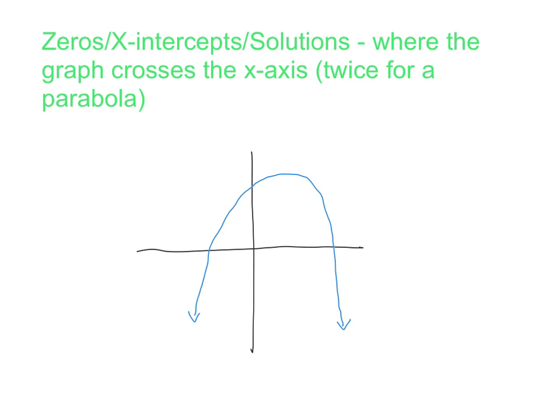The last set of vocabulary terms you need to know are zeros, x-intercepts, and solutions. And those are all different words of saying the same thing. It's telling you where the graph is crossing the x-axis. So for quadratic functions that we're doing with this video, there are going to be two, because each parabola is going to cross the x-axis at 2 points. Sometimes it won't cross at all, and you would not have any zeros or x-intercepts or solutions, but if you do, that's where you find them.